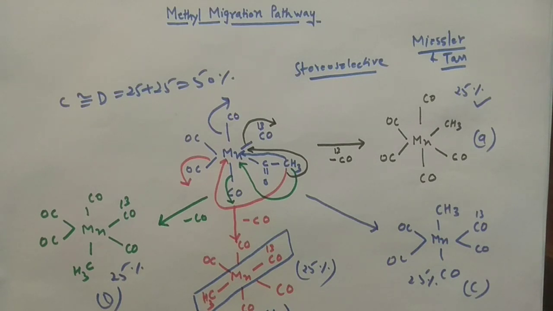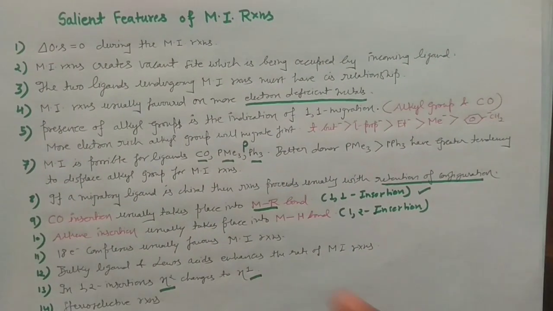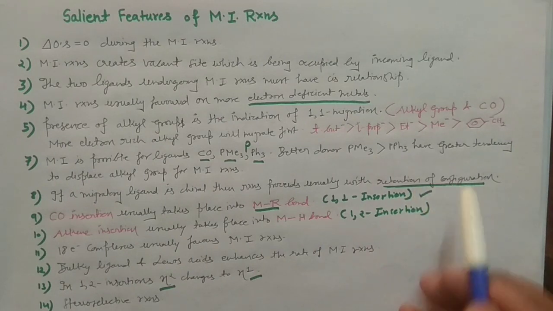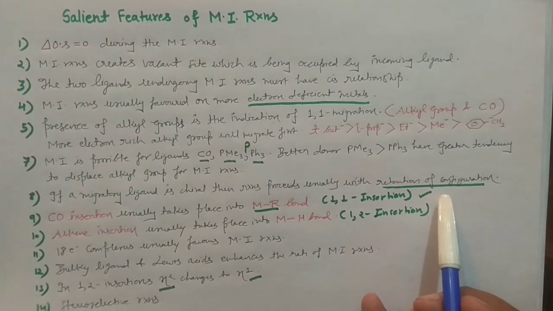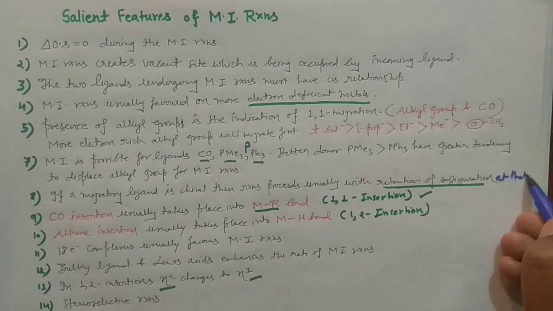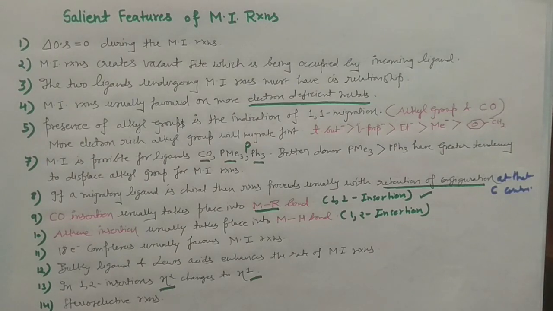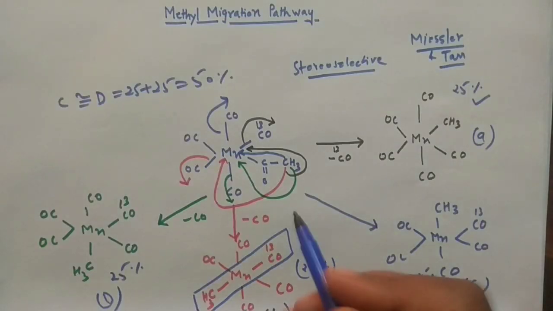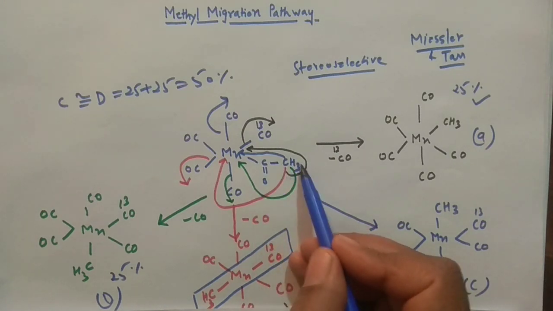Now see one more important thing, which is very, very important, and some of you may have confusion about that kind of reaction. See, earlier I have written here, you can see retention of configuration. If a migratory ligand is chiral, this reaction usually proceeds with retention of configuration, and the important thing is that it is at that carbon center. So for this I have told you, this time it is not chiral, this CH3 is not chiral, but if it is chiral and it is migrating, then it will not change its configuration.